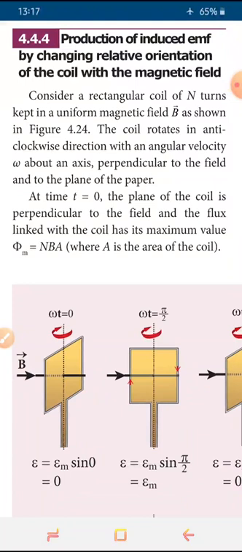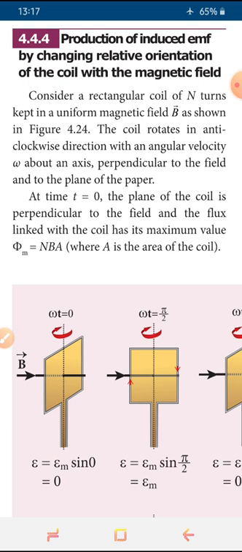Okay, and now we are moving to the topic 4.4.4. It is about production of induced EMF by changing the relative orientation of the coil with the magnetic field. We will discuss that. Say we have a rectangular coil, which is given in diagrams 4.24 and 4.25, and this coil has N number of turns.